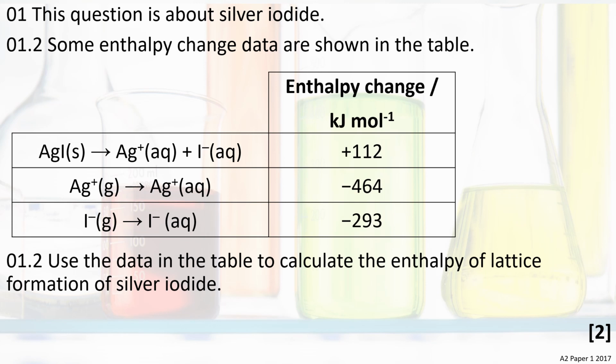Here's the next part of the question. Some enthalpy change data are shown in the table. Use the data in the table to calculate the enthalpy of lattice formation of silver iodide. For this, try to construct a Hess cycle.